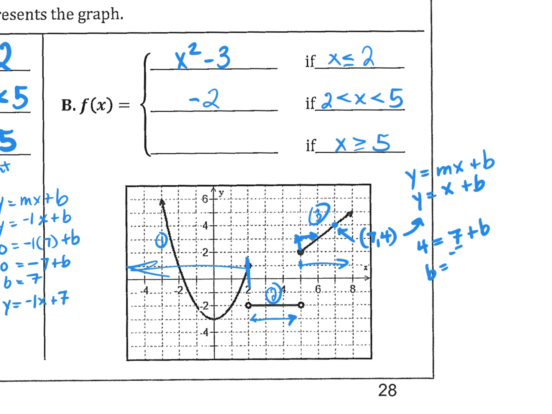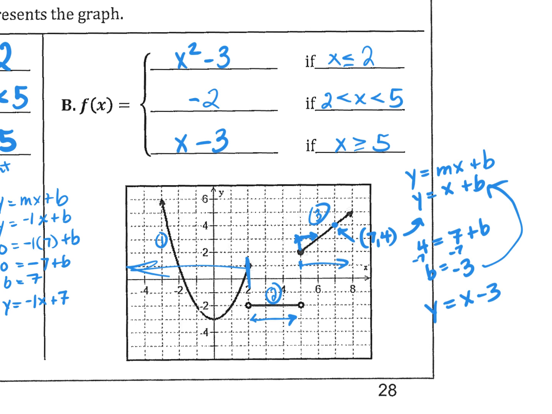Yeah. Subtract 7, and we get b as -3. So we're going to plug that back in. So what is my function? Y equals x what? -3. So what goes up here is x -3. Does everybody get it?